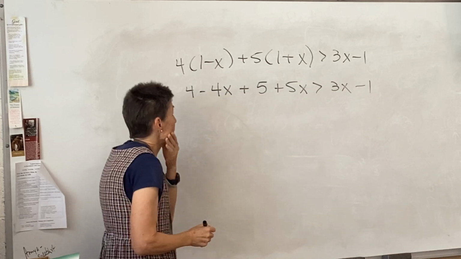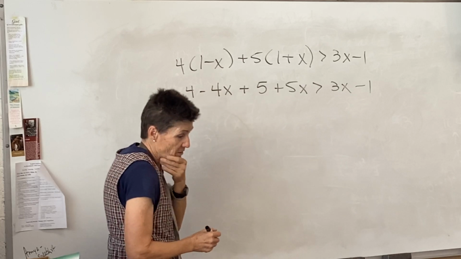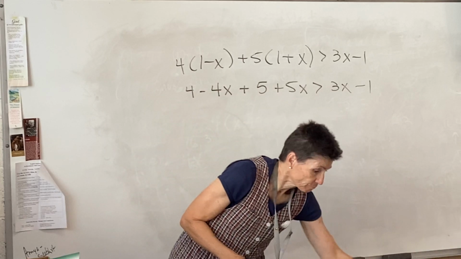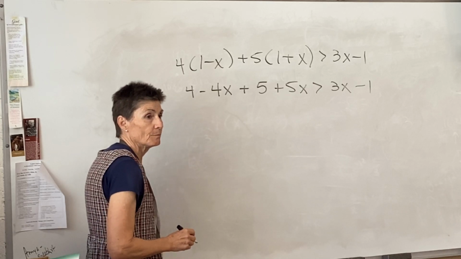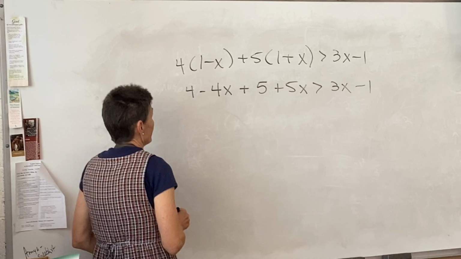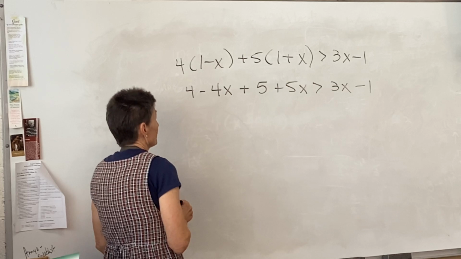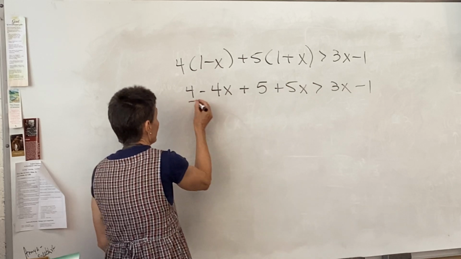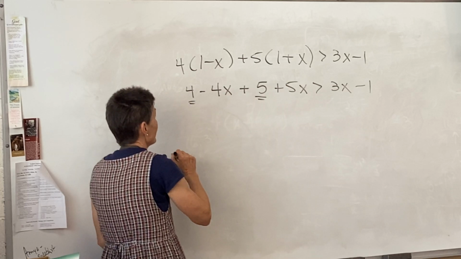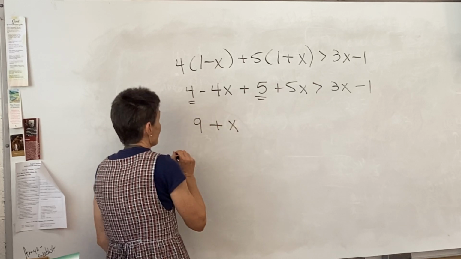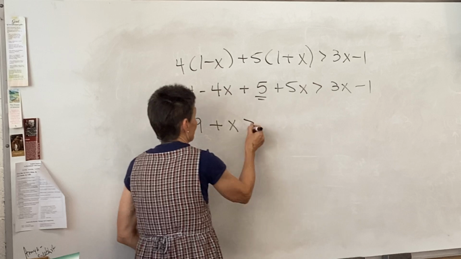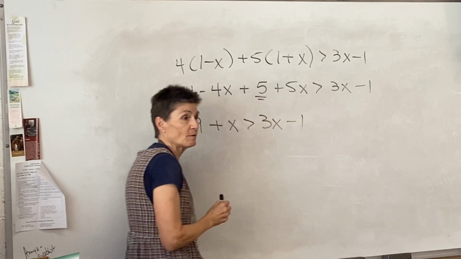Okay, so now what? Louis, what do you think we ought to do now? Combine like terms. You gotta add the 4 and the 5, and then 5x minus the 4x. Yeah, so we call it collecting like terms. I heard somebody say that. So we're gonna have a 9 plus x. Is that okay with everybody?